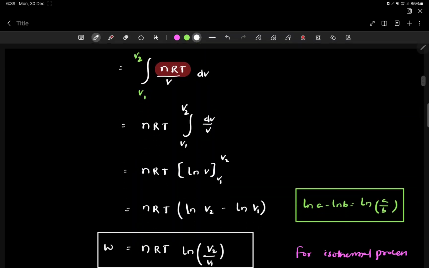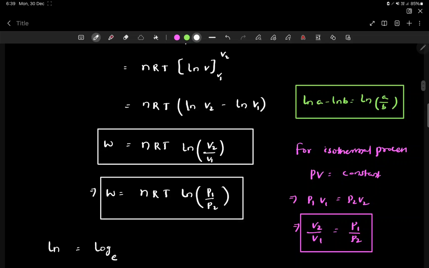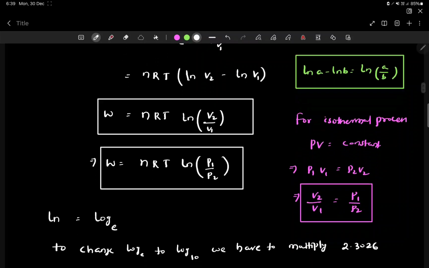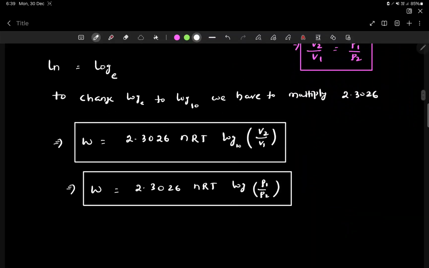Next, this is our expression. Take the screenshot of this page, and the last part is this one. So this is all about our work done during isothermal process.